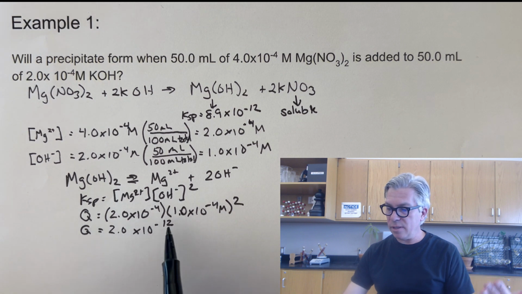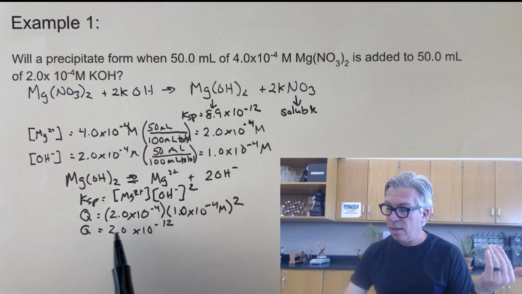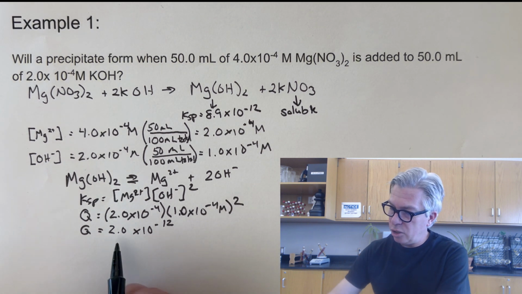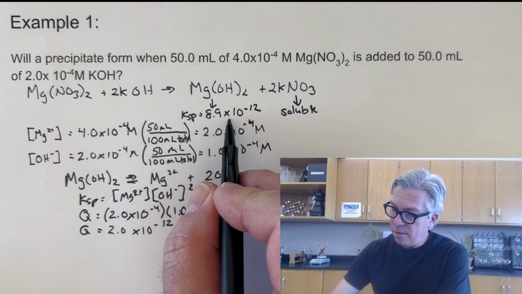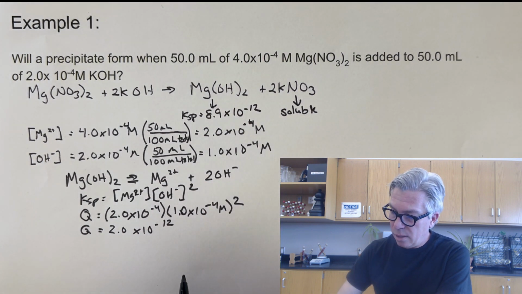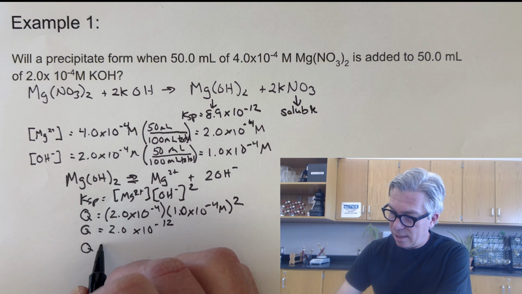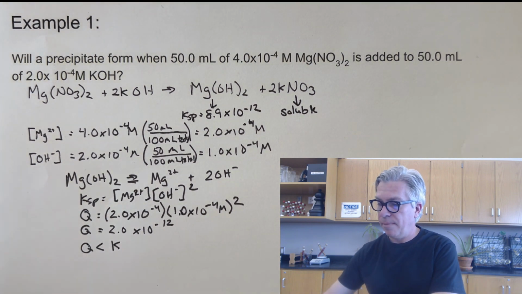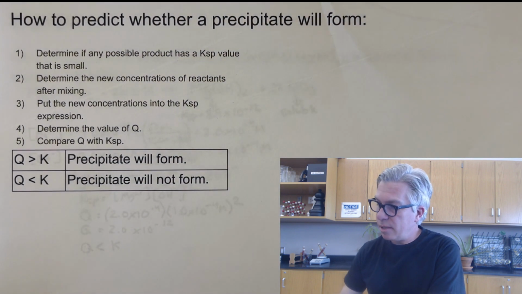These ions have this concentration, and the product of those concentrations, the Q, is 2 times 10 to the minus 12. But according to my chart, the KSP value for magnesium hydroxide is 8.9 times 10 to the minus 2. So Q is actually less than what K is. And let's go back to our chart. So you have to compare the Q value to K value.